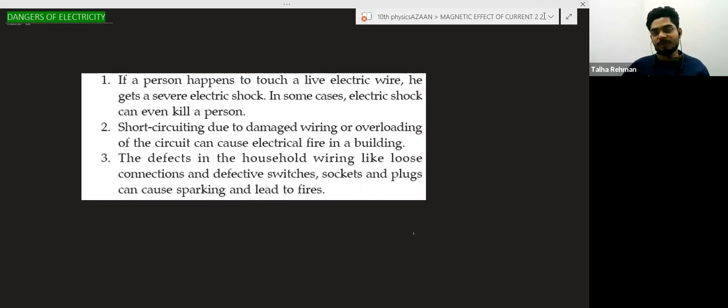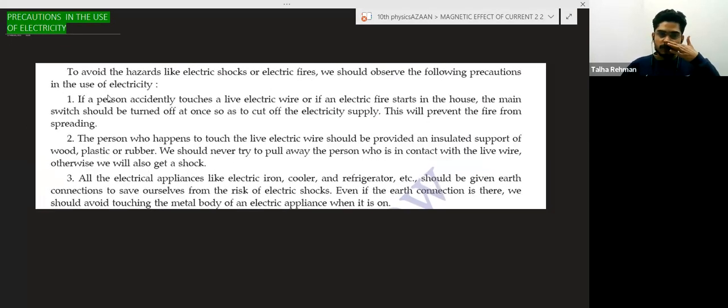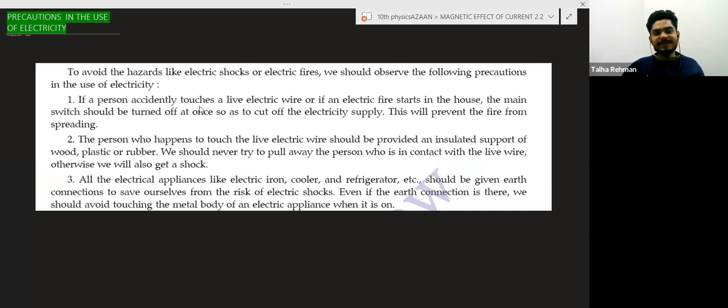Now, precautions in the use of electricity. If a person accidentally touches a live electric wire, or if an electric fire starts in the house, the main switch should be turned off at once so as to cut off the electricity supply. This will prevent the fire from spreading. So this is very easy to understand.